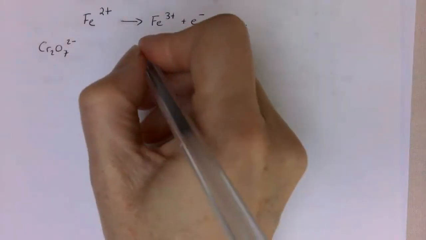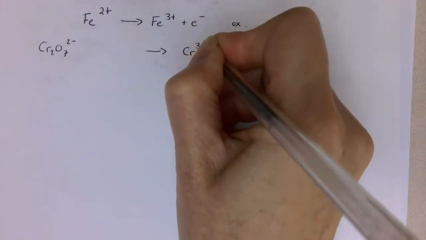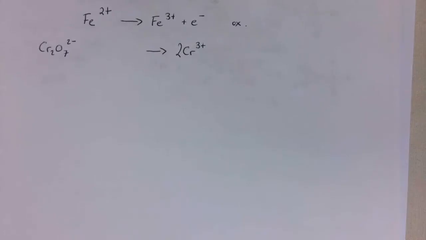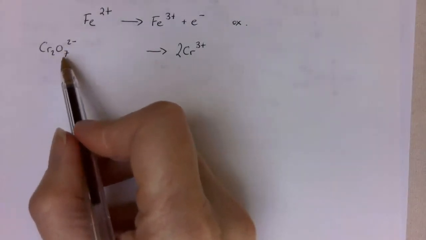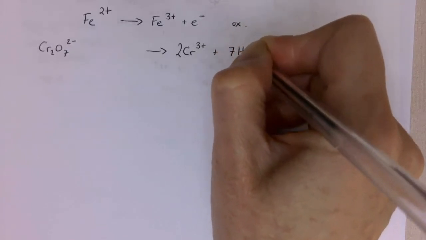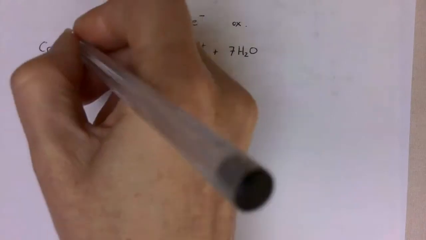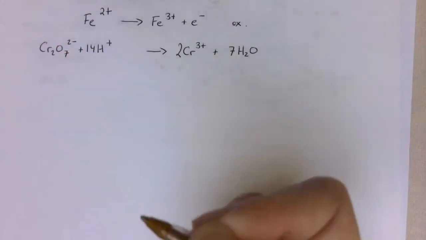So the dichromate is going to be reduced to the chromium, Cr3+, and there are 2 of them obviously to balance. Again, I need to deal with these oxygens. I've got 7 oxygens on this side, so I need 7 oxygens on this side in the form of 7 waters. So I'm going to add 14 H+.